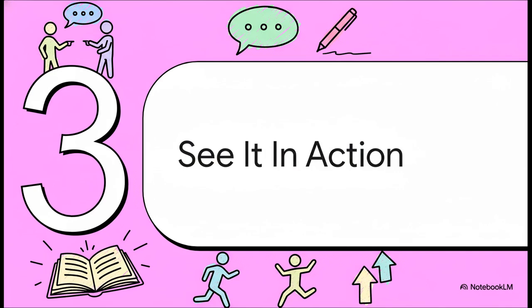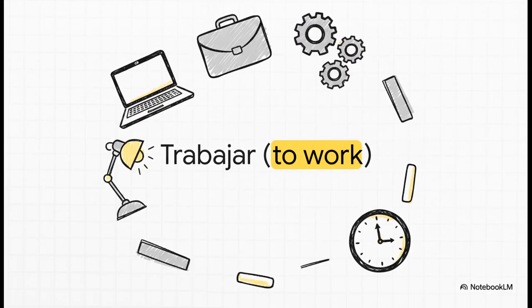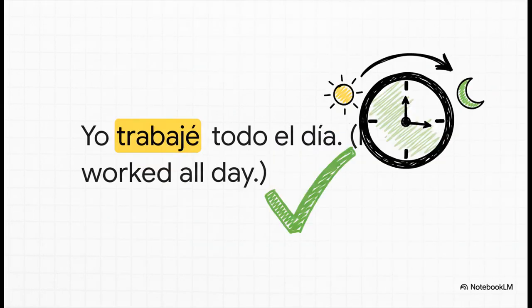All right, enough with the charts and the theory, right? It's great to know the rules, but seeing this stuff in real sentences, that's where it all really clicks. So let's see how this three-step pattern works with some super common verbs. First up, we've got trabajar, to work, a verb I think we're all pretty familiar with. So let's say you want to say, I worked all day. You just take the stem, trabaj, you add that é ending for yo, and boom, trabajé. Yo trabajé todo el día. Simple as that. The working is done.